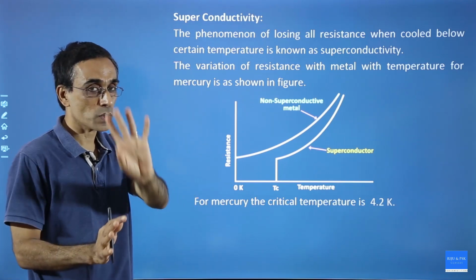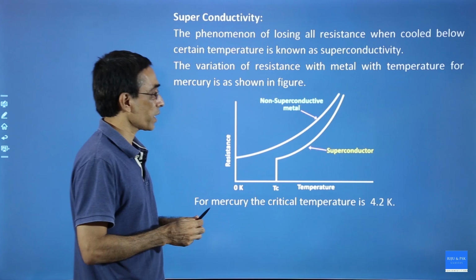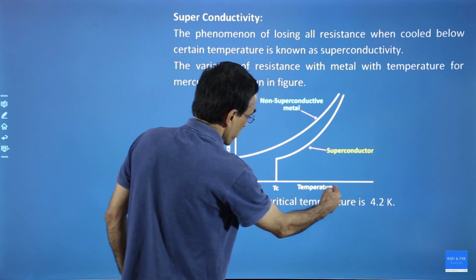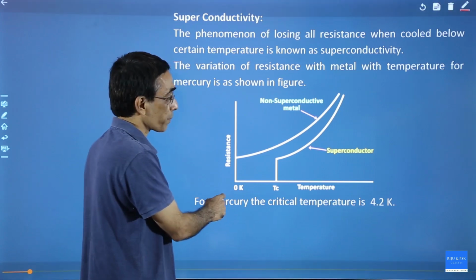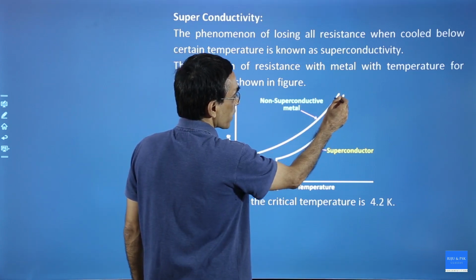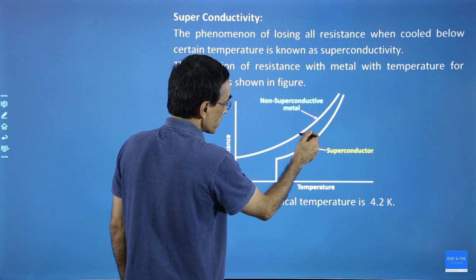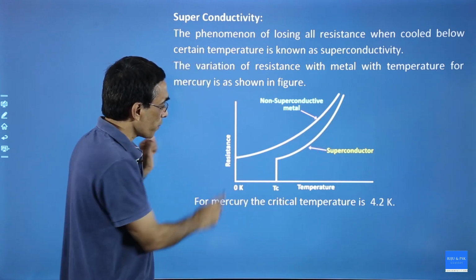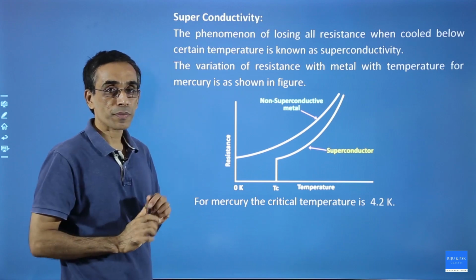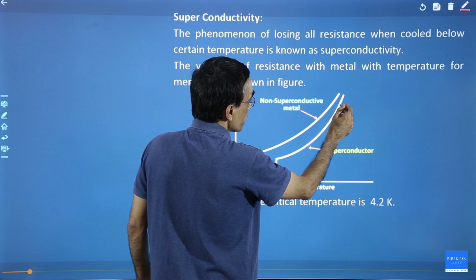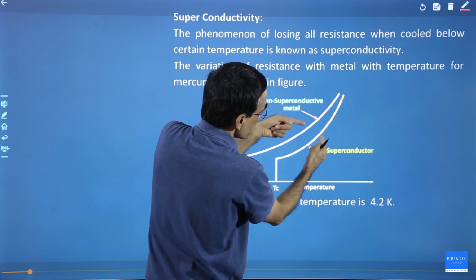Superconductivity is a phenomenon associated with materials where, when you cool them from room temperature downward up to 0 Kelvin, normally a non-superconductive material's resistivity decreases, but it will not become 0 at 0 Kelvin. Temperature is 0 Kelvin, but the resistivity is not 0. But for a superconductor, what happens? When you cool it, it will follow a curve like this.